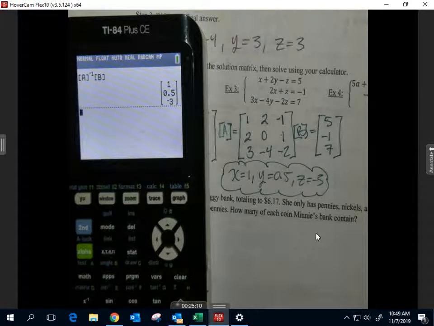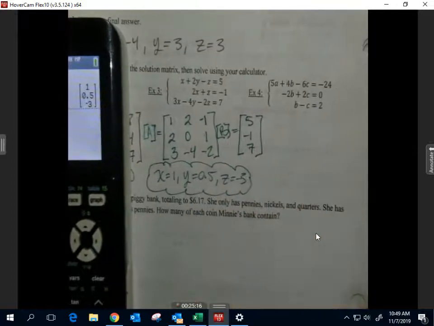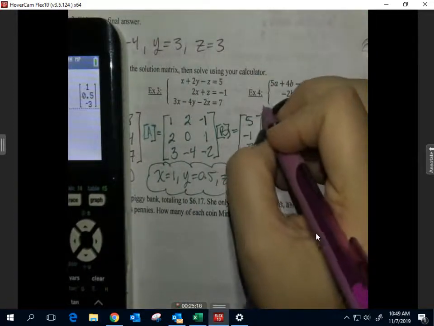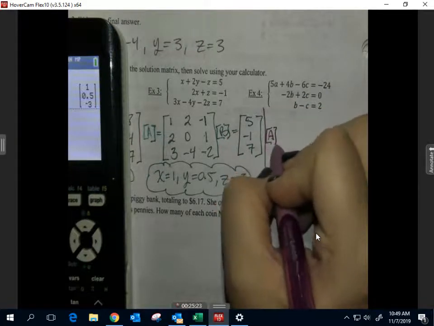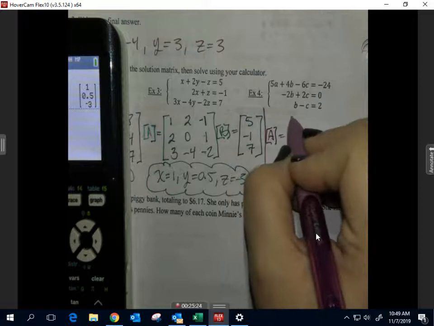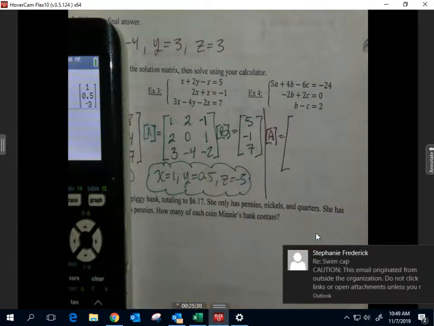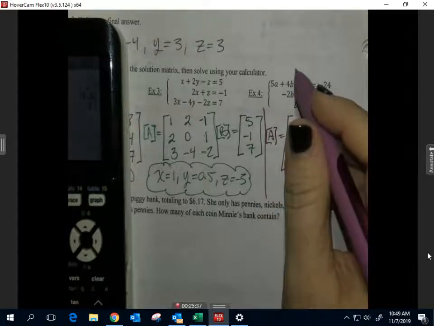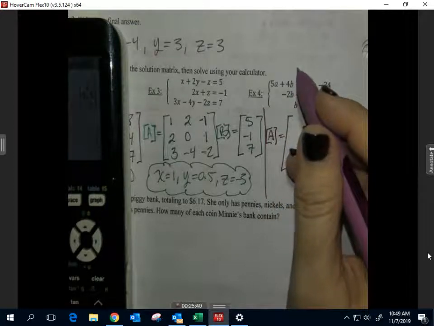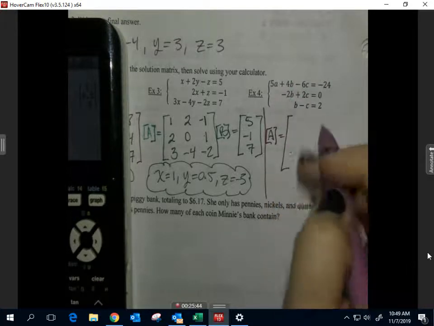So, all right, let's look at the last example here. And I'm going to draw a line right here. So, my A, matrix A. Now, I know we have A, B, and C, and that's okay. That's just like X, Y, and Z. So, we're going to treat A as my X, B as my Y, and C as my Z. So, what are my coefficients for A?